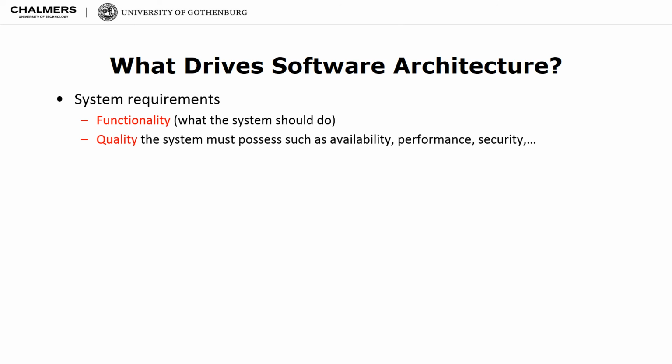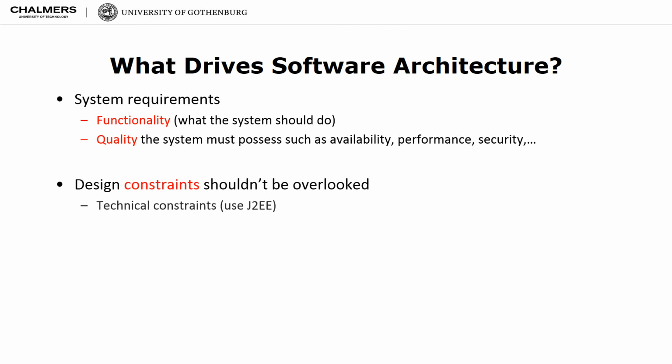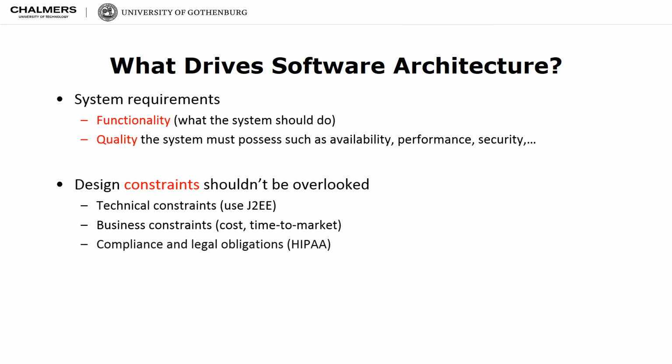Typical non-functional or quality requirements are performance, availability, extensibility, and portability. There are other constraints that one should also take into account, such as technical, business, legal, and organizational constraints. An example of a business constraint is a time constraint. This refers to the amount of time available for completing a project. A cost constraint refers to the budget available for the project.